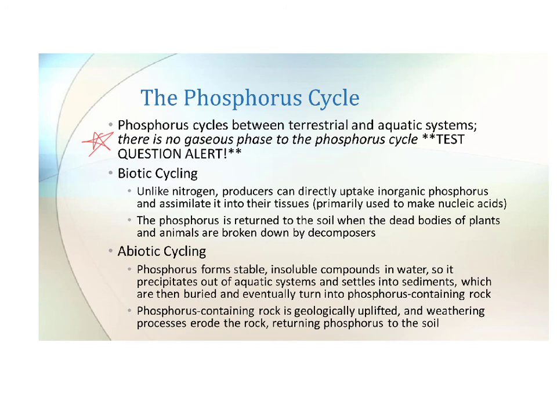The phosphorus-containing rock is eventually geologically uplifted through crustal movements, and then the weathering of this phosphorus-containing rock erodes the rock, which returns phosphorus to the soil, and then we go from that phosphorus in the soil back up here into the plants. The plants assimilate the phosphorus, and then the phosphorus is returned, and we do the whole thing again. Phosphorus cycle is pretty straightforward.